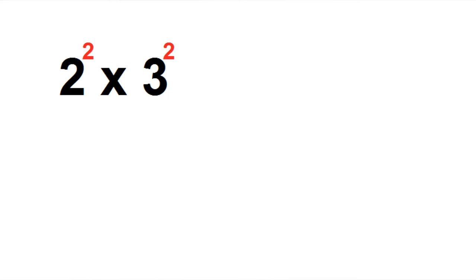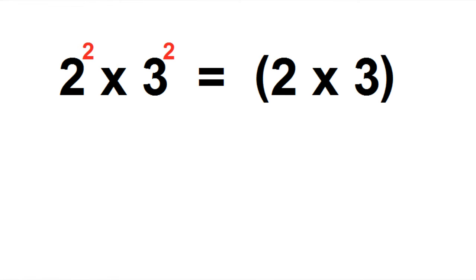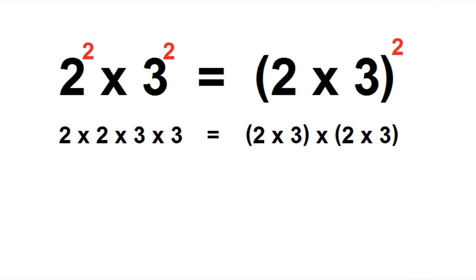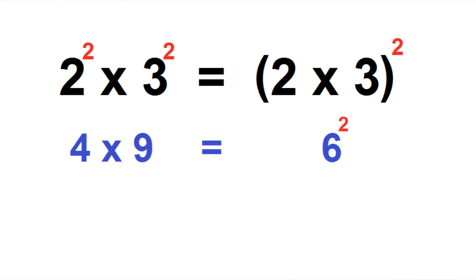One last thing to note, this index law, like all of them really, works the other way around as well. If we have 2 squared times 3 squared, this is really the same as saying 2 times 3, in brackets, squared. It's exactly the same. Either way, we're going to have 2 2's multiplied together and 2 3's multiplied together. And if we work out the answer, it's going to be the same for both.